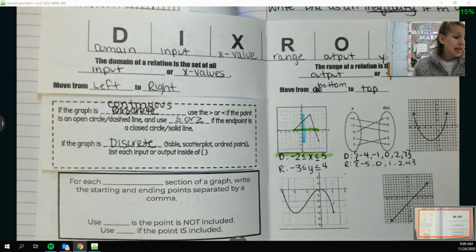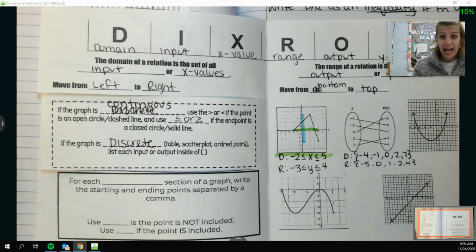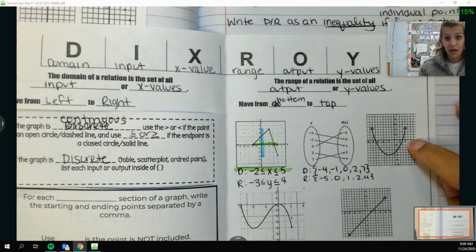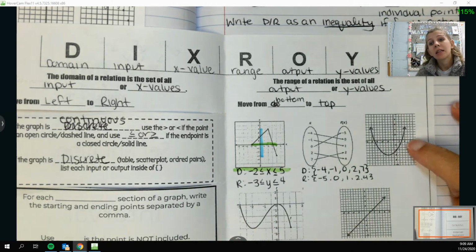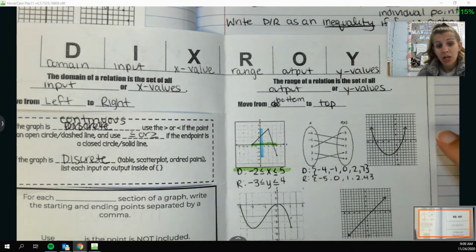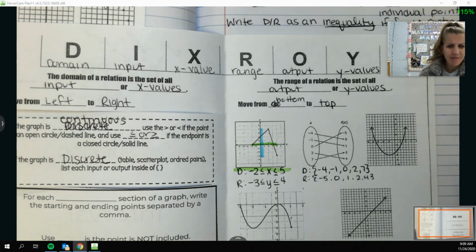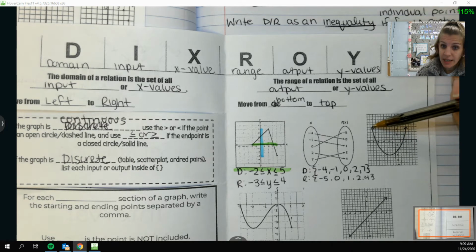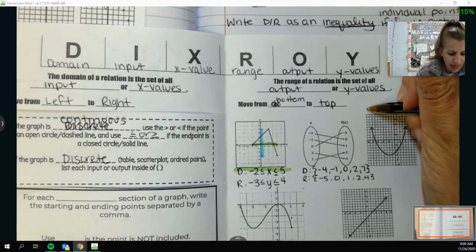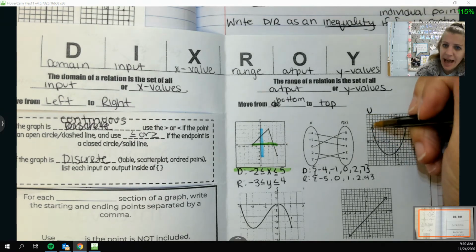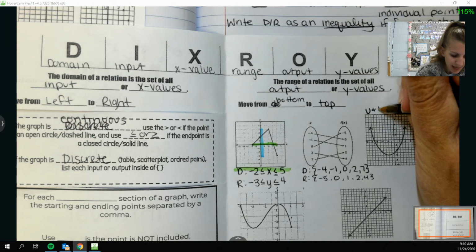Now, if your graph has arrows, like this one over here has arrows, I really think that the best way to determine your domain and range is to go to where the arrows are and decide which way those arrows are pointing. So this arrow over here is pointing up, but it's also slightly to the left, so up and left.